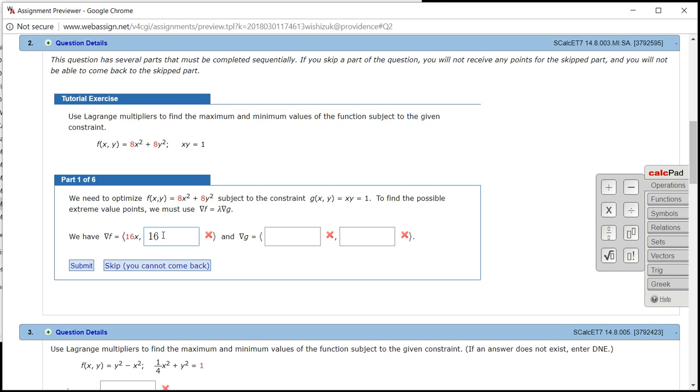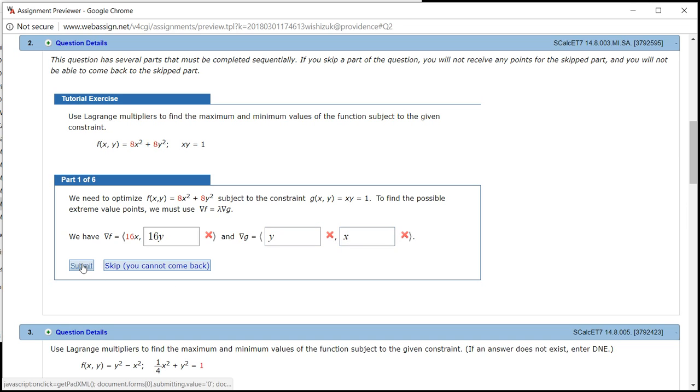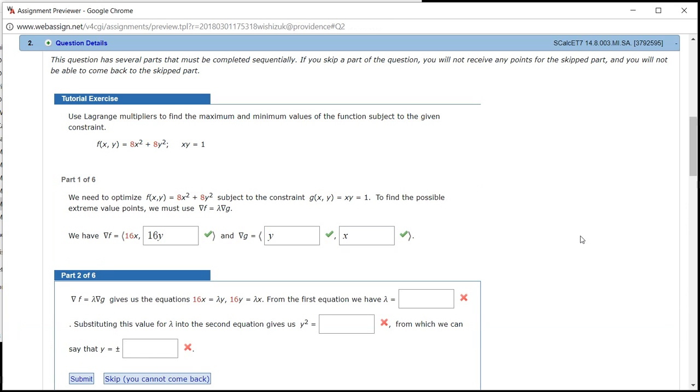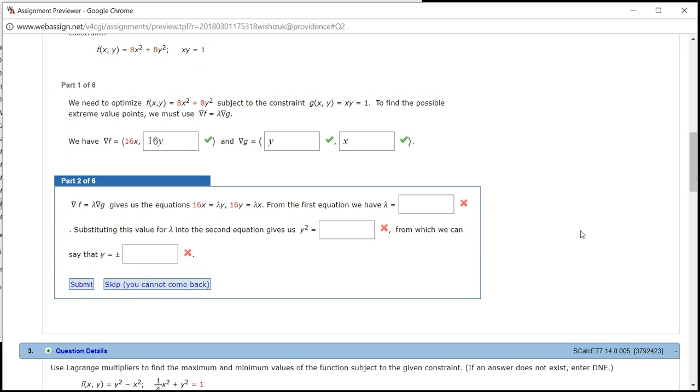Just a partial with respect to y. Right here, the partial of xy with respect to x is just y. The partial derivative of xy with respect to y is just going to be x, right? So let's submit. All right, I came back and it looks like we got part 1 correctly. Let's look at part 2.